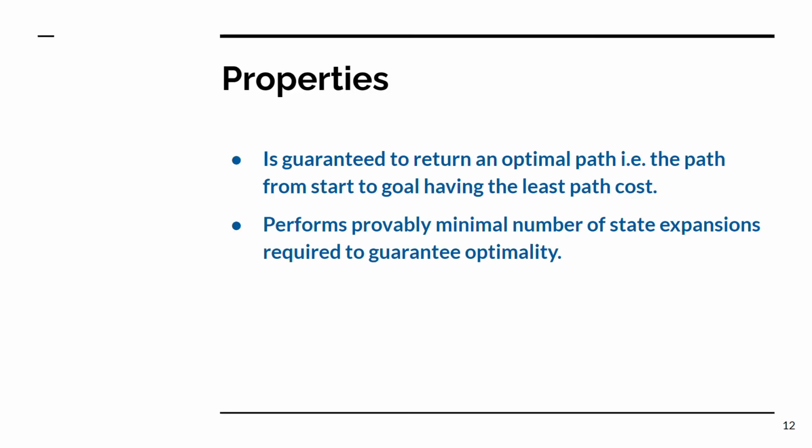Looking at the properties of A star, it is guaranteed to return an optimal path, that is, the path from the start to goal will have the least path cost. Secondly, it performs the minimal number of state expansions required to guarantee optimality.